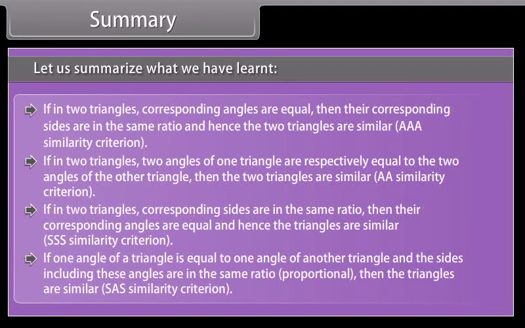If one angle of a triangle is equal to one angle of another triangle, and the sides including these angles are in the same ratio, proportional, then the triangles are similar, SAS similarity criterion.